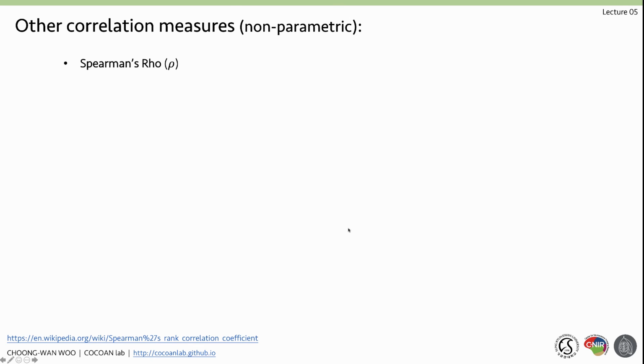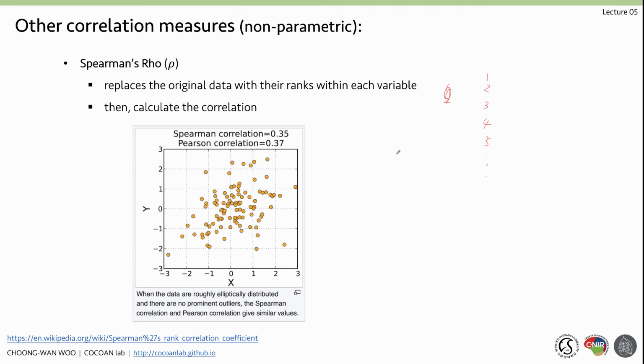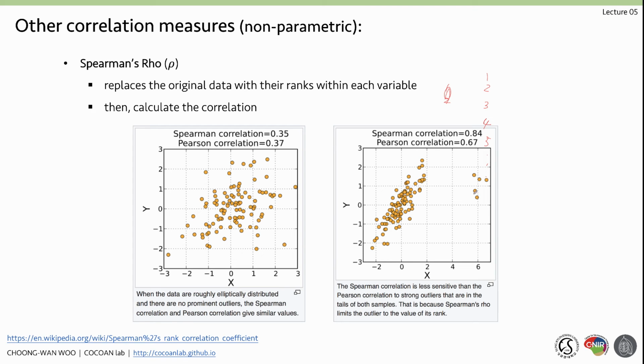And there's another one called Spearman's rho. It's a really simple one. If the original data is a continuous variable, after you sort the data, you replace the original data with ranks, like 1, 2, 3, 4, 5, and so on, and then calculate the correlation. Usually, if the distribution is similar to the normal distribution, Spearman correlation and Pearson's correlation are similar, so there is not much difference. But if there is an outlier like this, the Spearman correlation is different from the Pearson correlation.